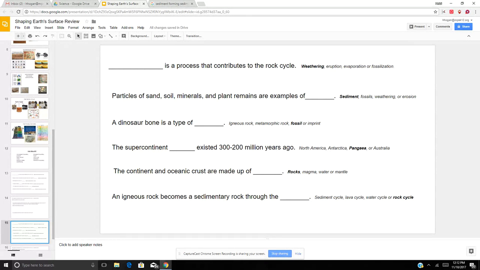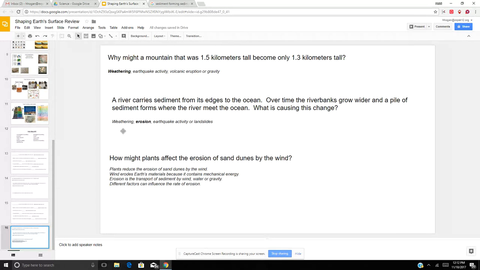An igneous rock becomes a sedimentary rock through this. So rocks change, and it's a constant cycle, a rock cycle. That's how rocks can change. And finally, our thinking questions.